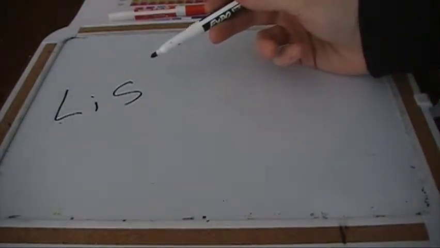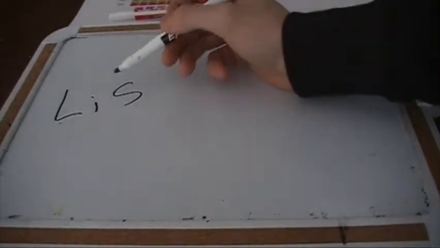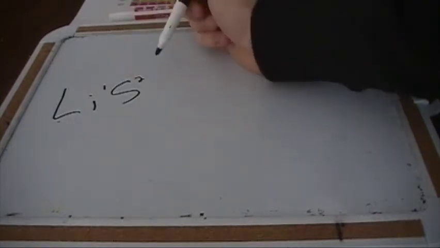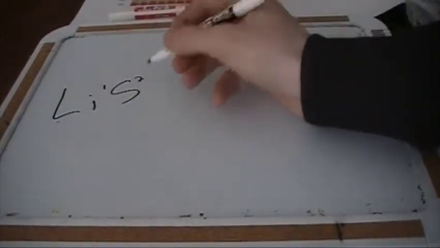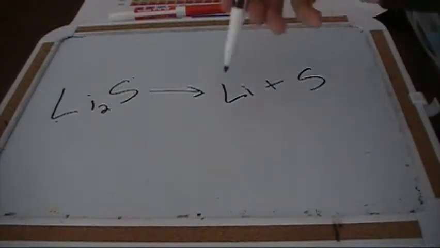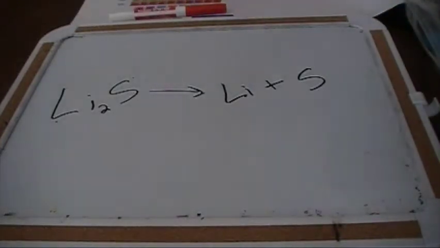So the reactant is the combination of the 2 elements. Lithium has a charge of 1, and sulfur has a charge of 2. When you have charges that are opposite of each other, you're going to crisscross them, and this will become Li2S1, or you don't even need to write the 1. So when you decompose, this becomes Li plus sulfur. Sulfur plus Li is Li2S.